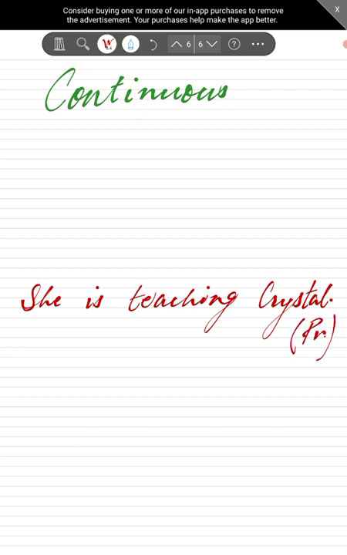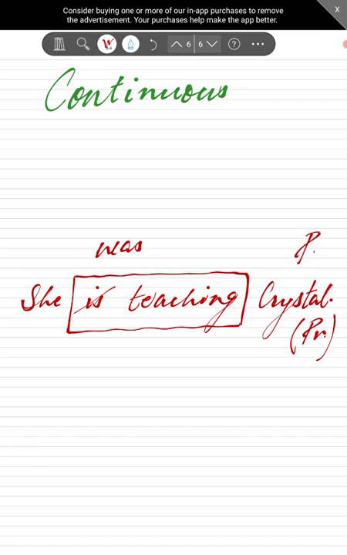So we need to change the time of this sentence, and in order to change the time of the sentence we just need to change the helping verb, and is here the helping verb. So just cross it and write it here was, because she is singular and it will take a singular verb in the past time. So was is appropriate for she. So she was teaching Crystal. This is in past continuous. It's quite simple.